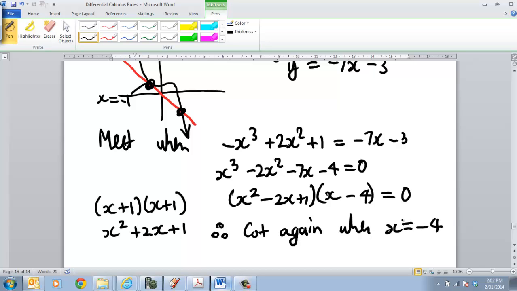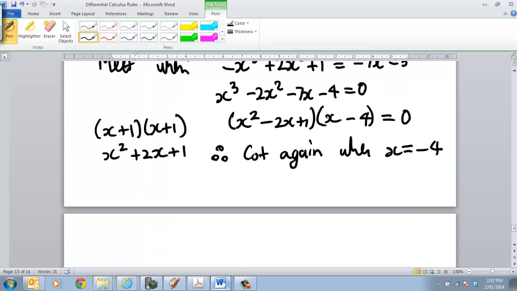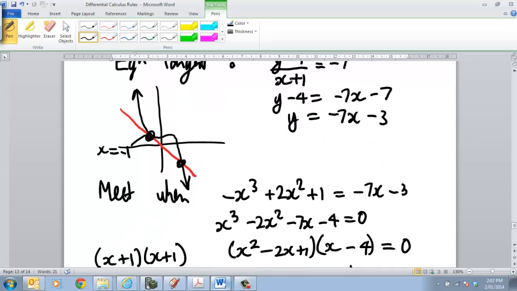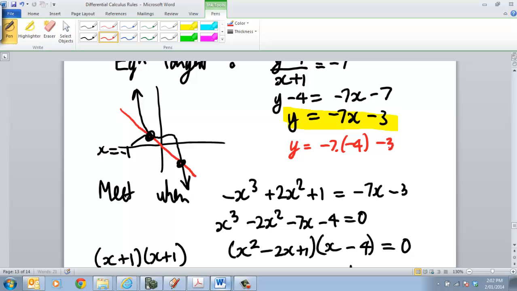Now, if you have to find the coordinates at that point, then what you need to do is put that into one of the equations. The easiest one to put it back into would be this equation here, where y is equal to that. So if I put that into that equation, you'd say y is equal to negative 7 times negative 4, take 3, that'd be 28.